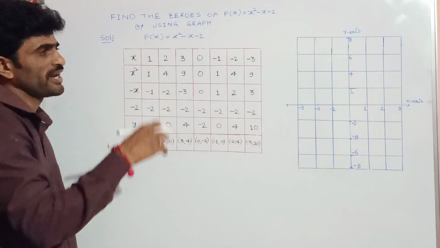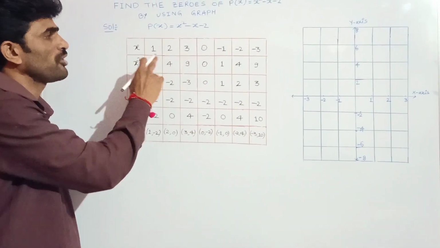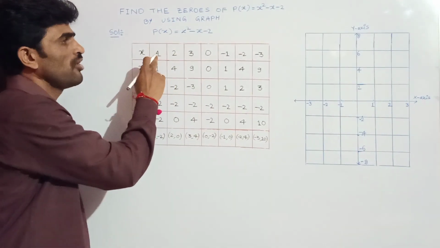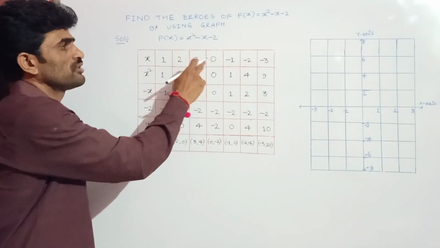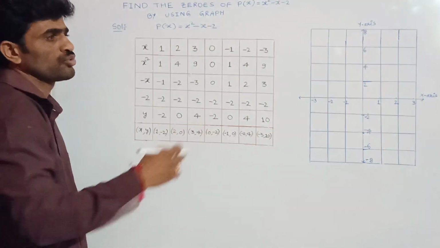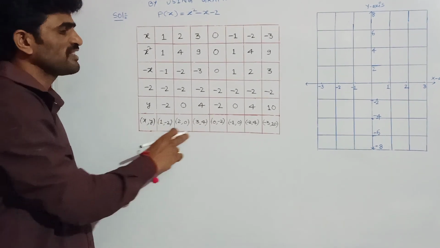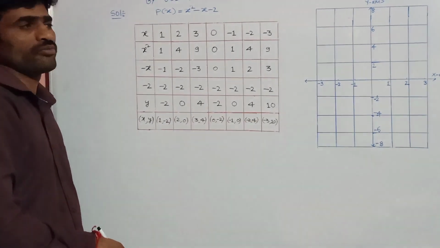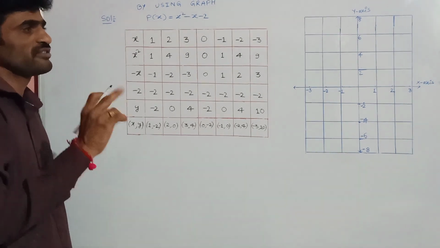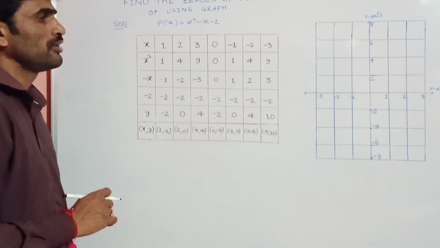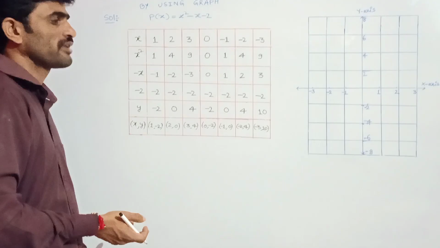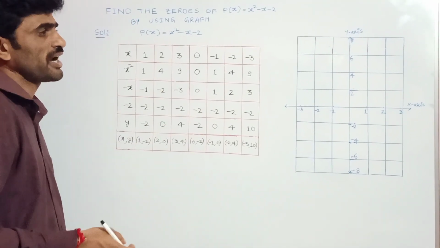So I have taken on the x-axis the scale 1, 2, 3, because I have taken the values of x as 1, 2, 3, minus 1, minus 2, minus 3. On the x-axis I took 1 centimeter equal to 1 unit. On the y-axis the maximum I have is 10. So on the y-axis I took 2, 4, 6, 8, which means 1 centimeter is equal to 2 units. So by selecting a suitable scale, we have to locate all these ordered pairs in the graph.